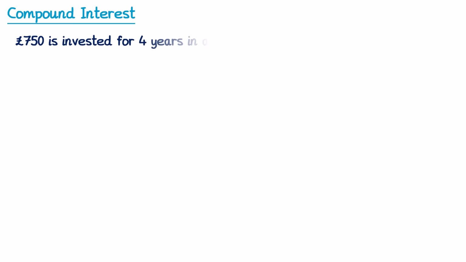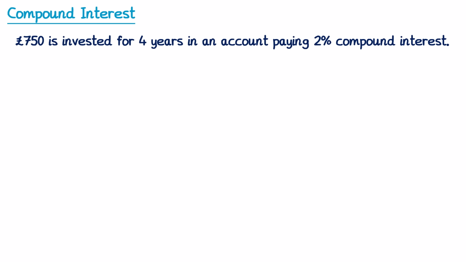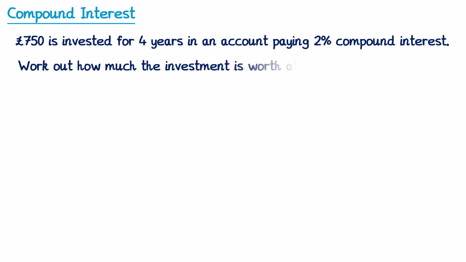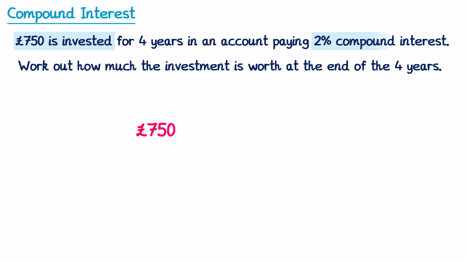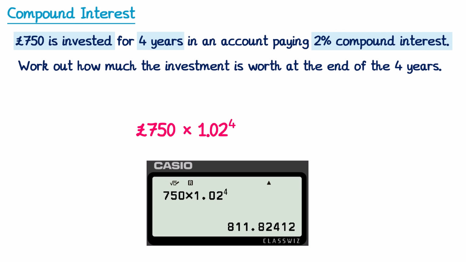In this example, we're going to do £750 invested for 4 years in an account paying 2% compound interest, and we need to work out how much the investment is worth at the end of the 4 years. So for this one, the initial amount of money is £750. The rate of interest is 2% compound interest, so we will multiply this by 1.02, but it's for 4 years, so we do it to the power 4.